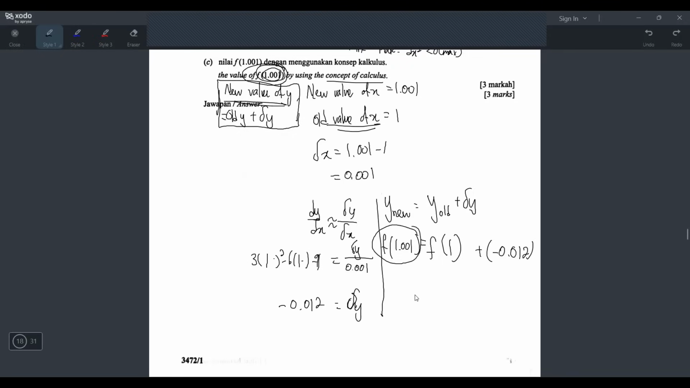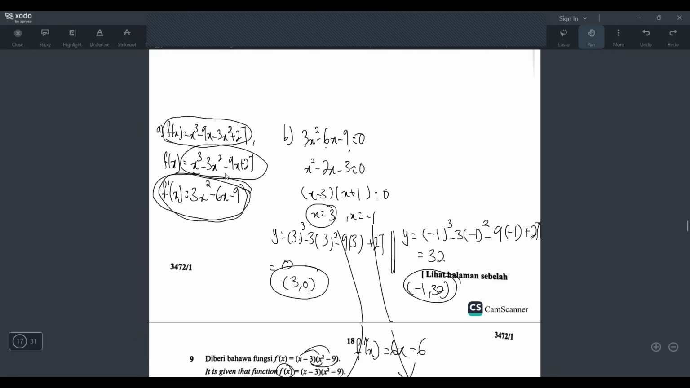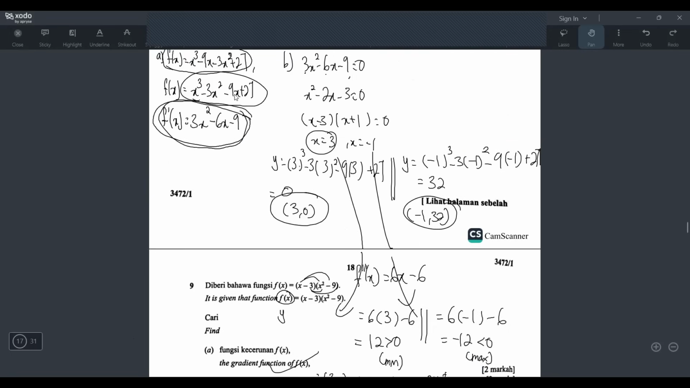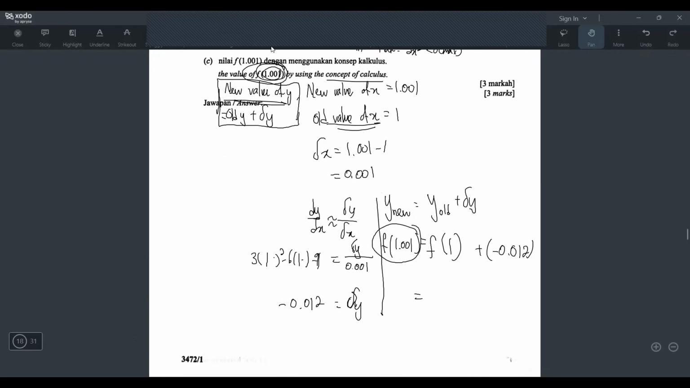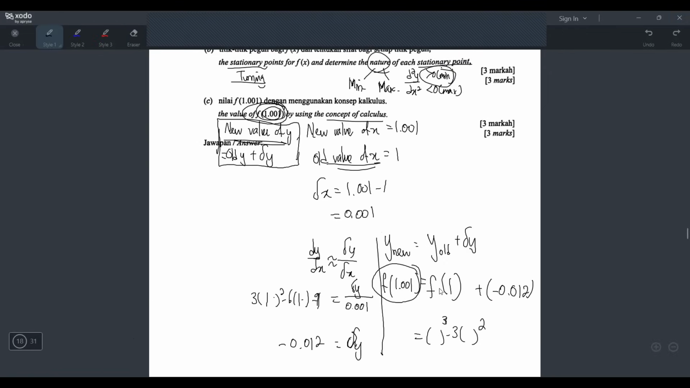You see, new value is basically this one. So now I can find my f(1) and then add this answer, then I get the answer already. Okay, how to find f(1)? So let's use this equation. Actually, I want to use this one also can. The one before expand also can, but I want to use this one. So x power 3 minus 3x square, minus 9x plus 27.